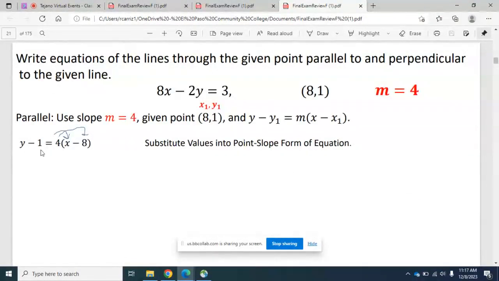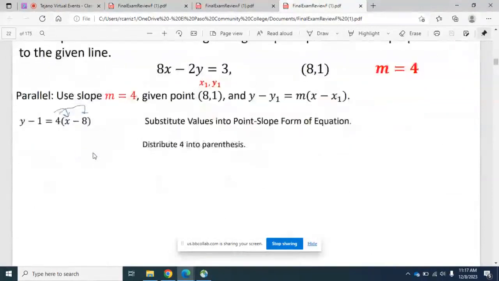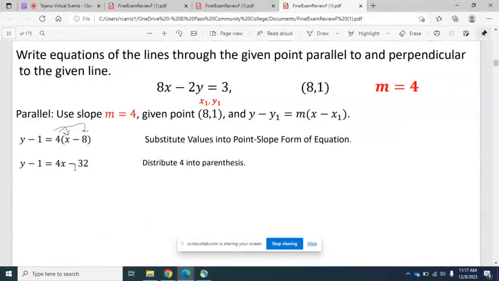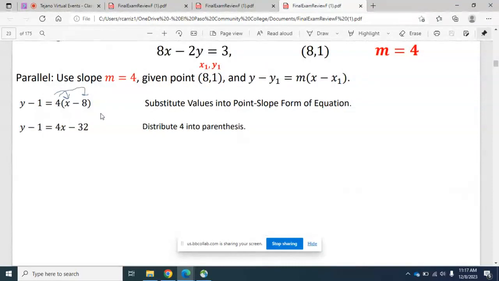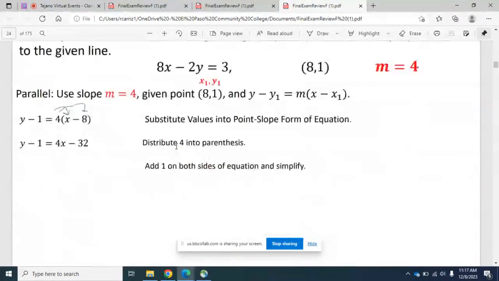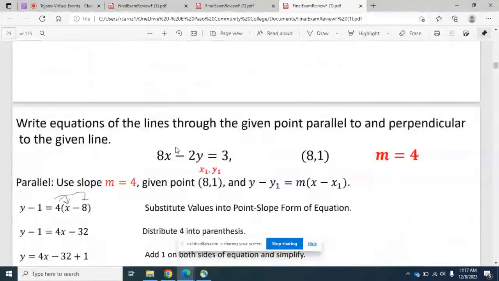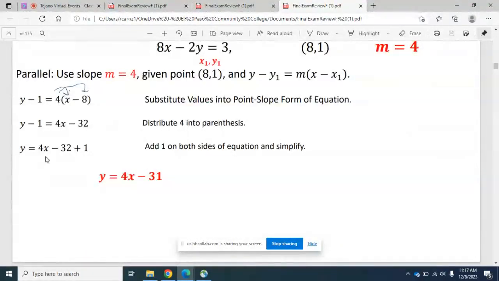So when I do this, I have y minus 1 is equal to 4 times x minus 8. So now all I have to do is distribute the 4 and simplify and solve for y. Okay. So when I do this, I have 4x minus 32 when I distribute the 4. Now what I'm going to do is move the negative 1 to the other side by adding 1 on both sides. So I have y is equal to 4x minus 32 plus 1. So simplify, we have y is equal to 4x minus 31.